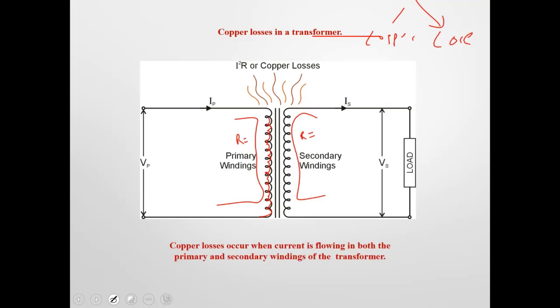Copper losses occur when current is flowing in both the primary and secondary windings. Those windings themselves will heat up. I want you to pay attention to this formula. It's one of our power formulas, P equals I squared R. So we are going to come back to this. I'm going to do some recordings of sample questions, but the more load that we put on this transformer, the bigger the copper losses. So they are affected by the load.